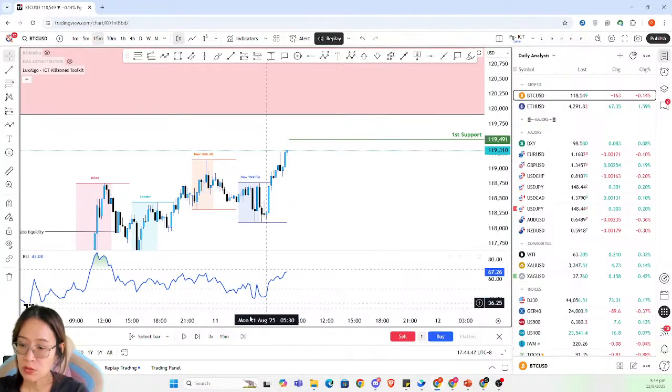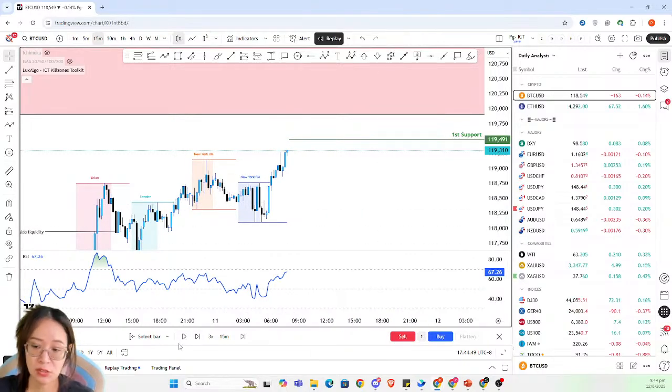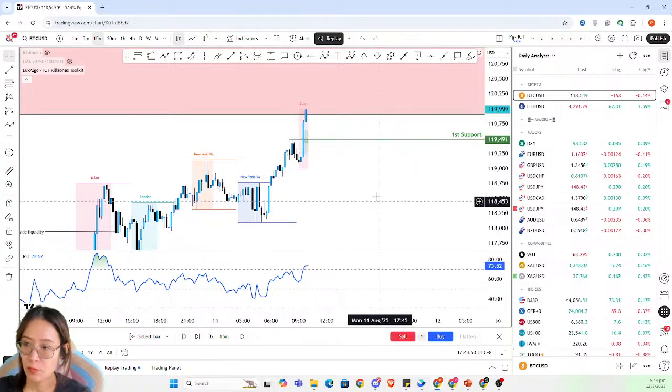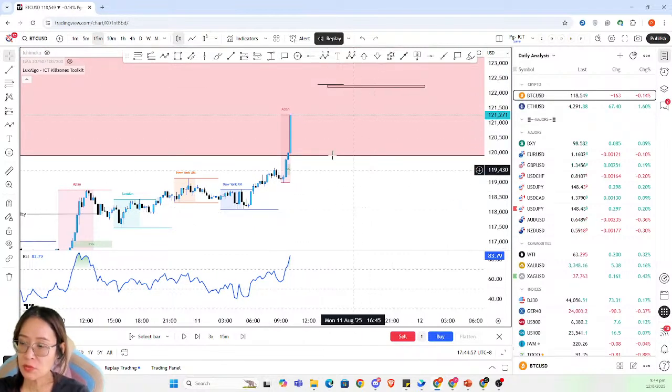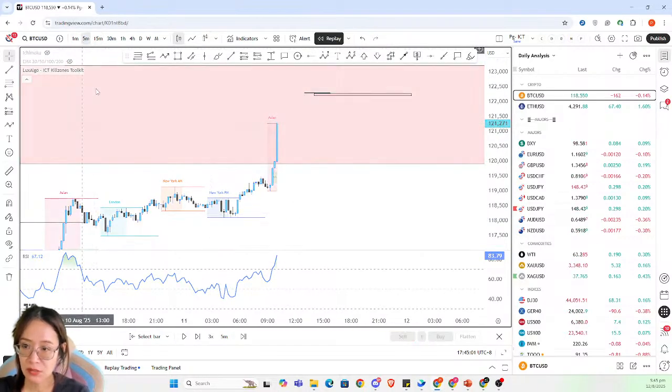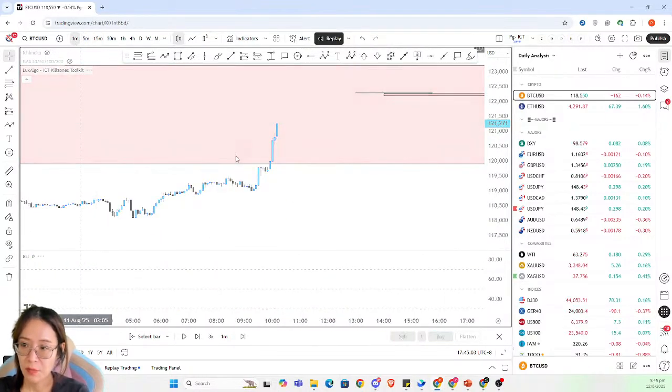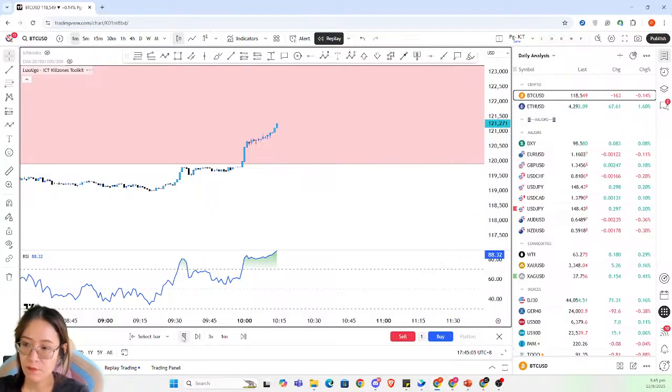So what we want to do is wait for a market structure shift. When the price is rising, boom, here price rises and goes into the zone. This is the Asian session. We haven't seen any confirmation yet. You can see very strong buying. So I'll let it move in.